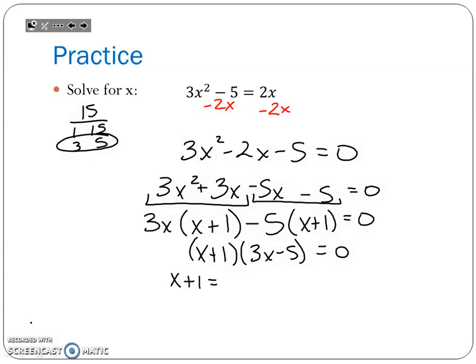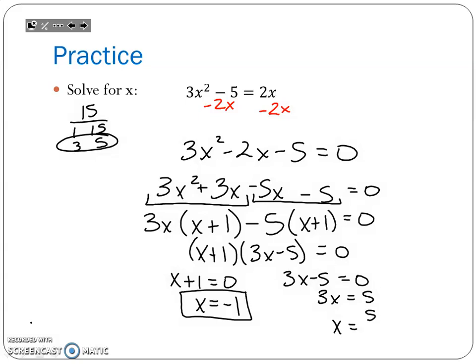So x plus 1 equals 0, 3x minus 5 equals 0. I would need to subtract 1, which gives me x equals negative 1. I would need to add 5, and then after I add 5, I would need to divide by 3. So I get x equals 5/3, and there's my other x value.